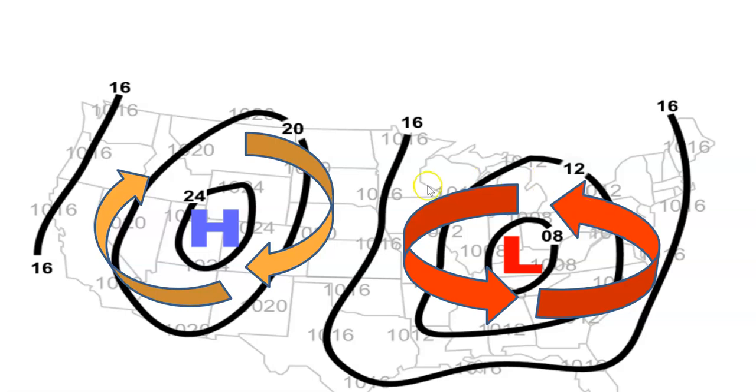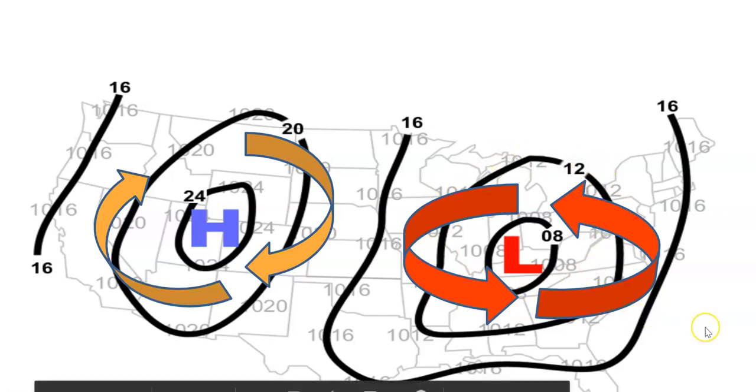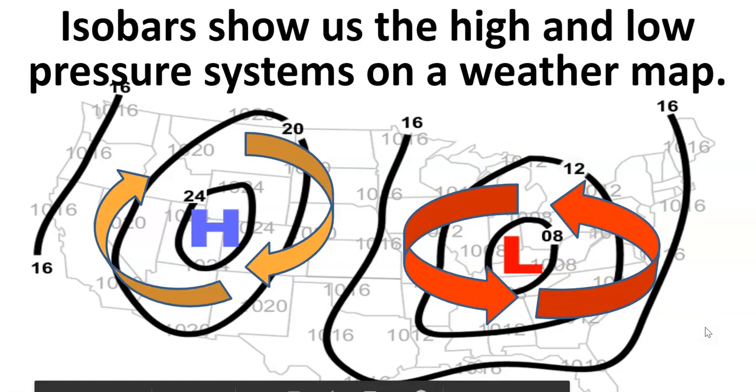Remember that the pressure systems spin different ways here in the northern hemisphere. High pressure systems spin clockwise, the same way the hands on a clock would move. Low pressure systems spin counterclockwise, the opposite direction that the hands on a clock would move. So an isobar shows us where the high and low pressure systems are on a weather map. Iso means same, bar means pressure, so same pressure.